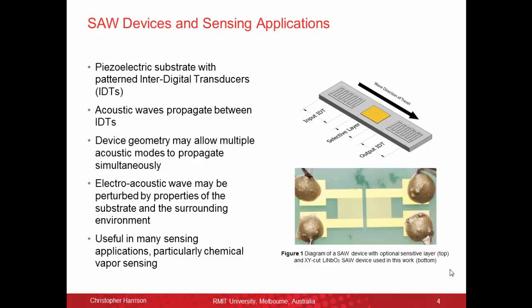SAW devices are fabricated on a piezoelectric substrate with IDTs, and the idea is you stimulate the emission of an acousto-electric wave that travels across the substrate. As it traverses the substrate, that wave can be perturbed, in velocity and attenuation, by both the mechanical properties of the substrate itself and the surrounding environment. So you can use these things for temperature sensing, pressure sensing, all sorts of stuff. But the area we're most interested in is chemical vapor sensing. These things are very, very sensitive to small mass accumulation on the surface.